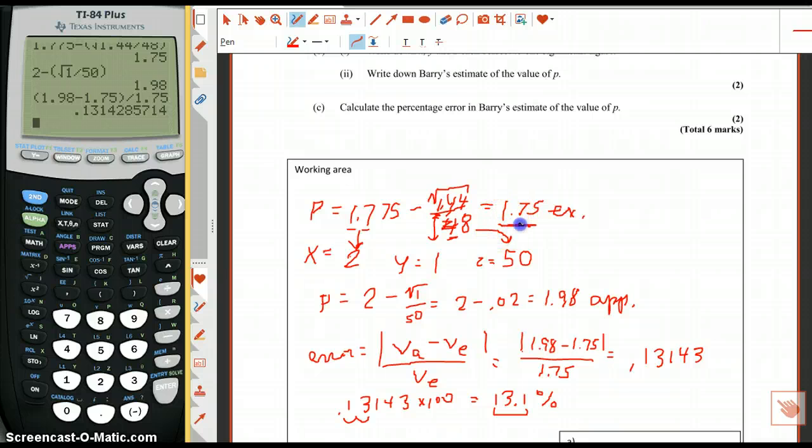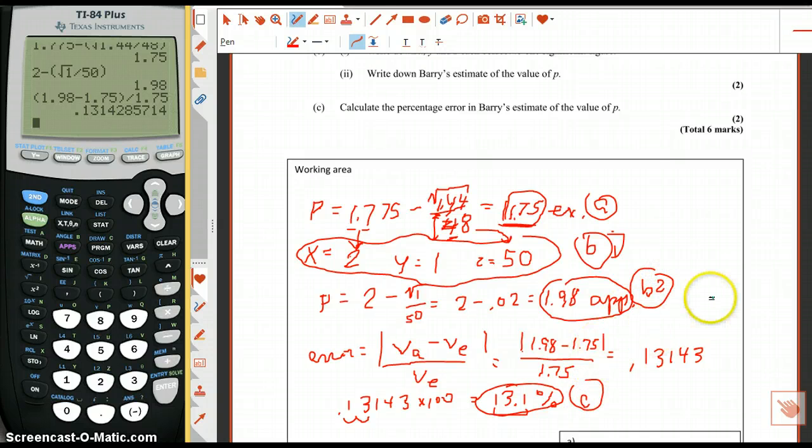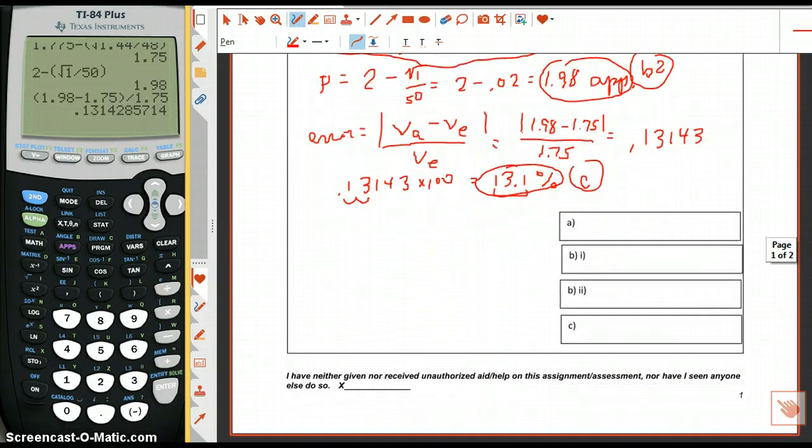this first answer is the answer for A, 1.75. These 3 answers are an answer for B, and then 13.1% is the answer for C. And I also forgot this. This is the answer for something, right? This is Barry's estimate. Okay, so this is A, this is B1, and this is B2, and this is C. Okay, now let's move on to the second problem.